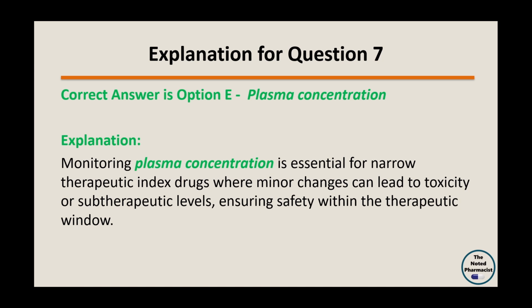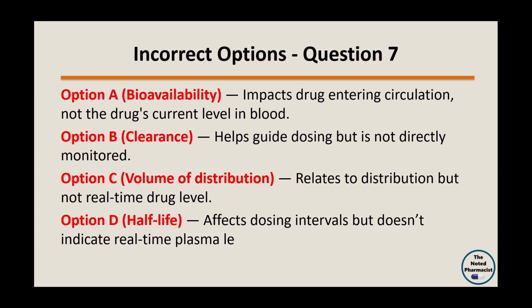Why other options are incorrect? Option A, which says bioavailability, is incorrect because bioavailability affects how much of the drug enters circulation but does not directly monitor the drug's level in the blood. Option B, which says clearance, is incorrect because while clearance helps guide dosing, it's not directly monitored like plasma concentration.